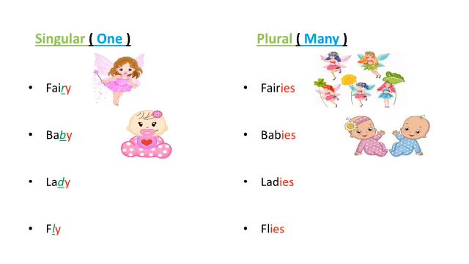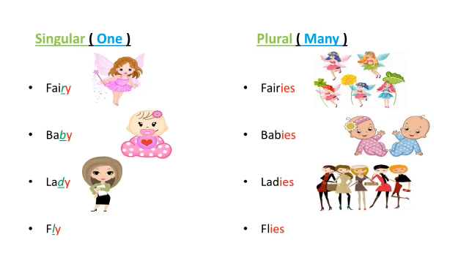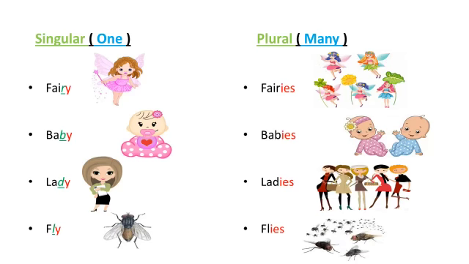Next we have lady. Letter D, which is a consonant, is before the letter Y. It changes to ladies. Fly. The letter L, which is a consonant, is before Y. Fly, it changes to flies. Understood? Now let's move to the next rule.